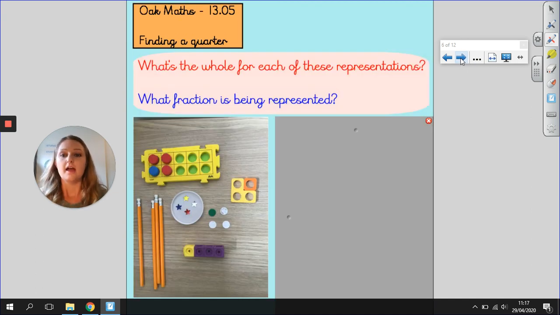So have a look. What do you think is the whole for each of these representations? And what fraction do you think is being represented? What's my whole and what's the fraction? You can pause it and have a look and I'll reveal my explanations in a moment.